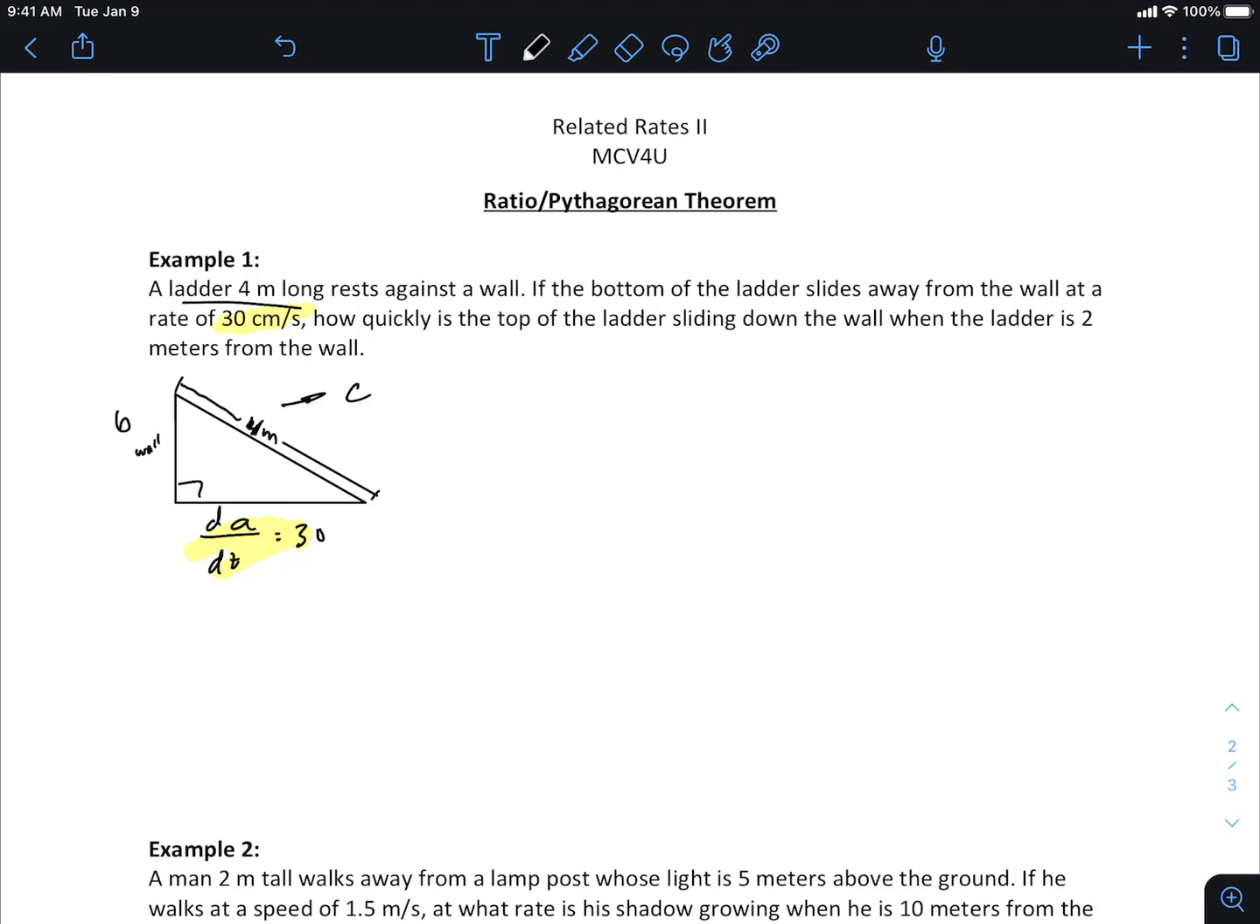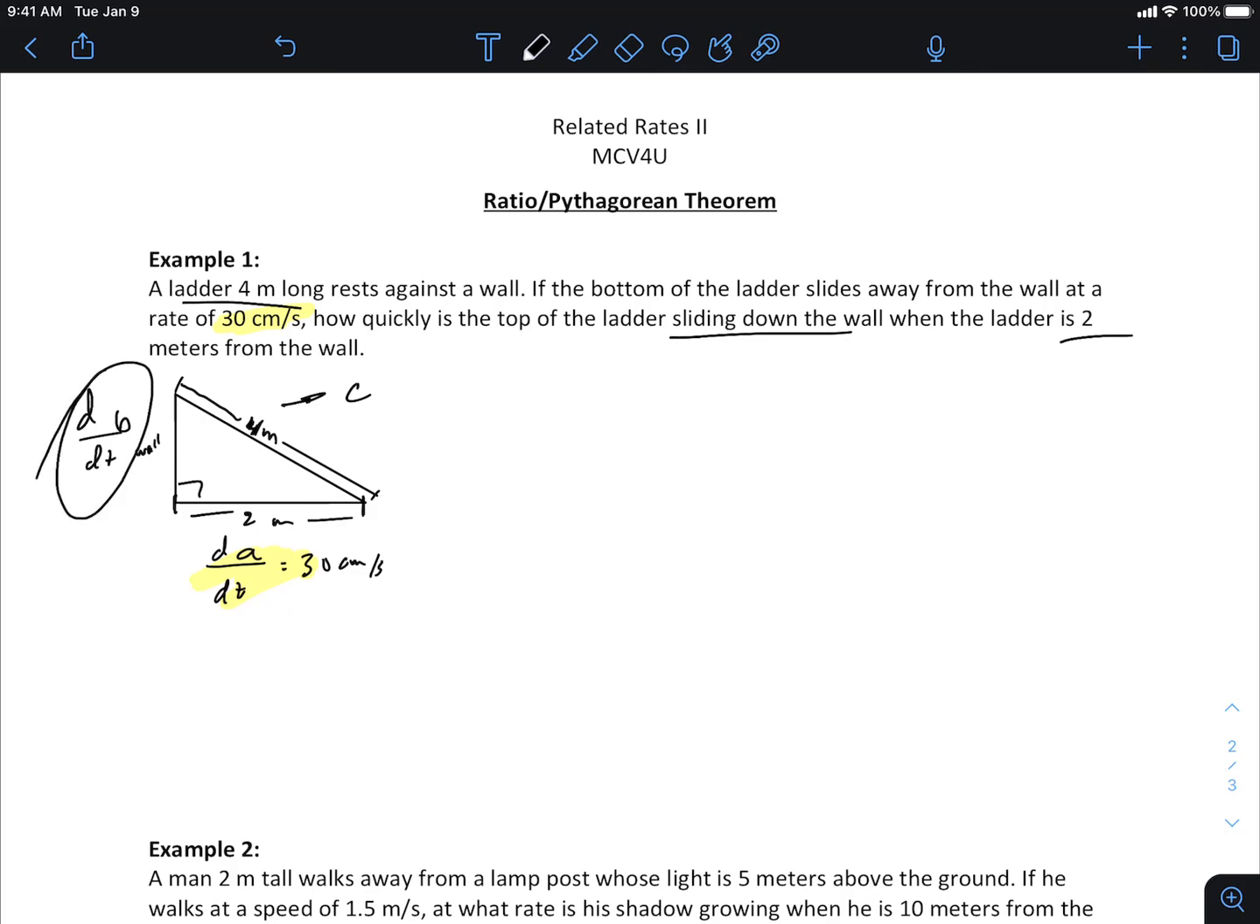We want to find out how quickly the top of the ladder, so basically dB by dt, is sliding down the wall when the ladder is 2 meters from the wall. There's a lot going on here, but we basically want to find out, if the ladder is 2 meters from the wall and it's moving at a rate of 30 centimeters per second, what's happening here? It's not the greatest diagram, but we're just using it to put information on here.